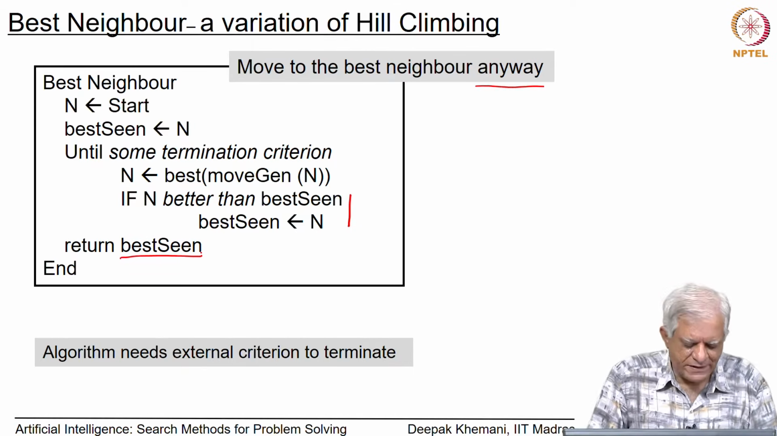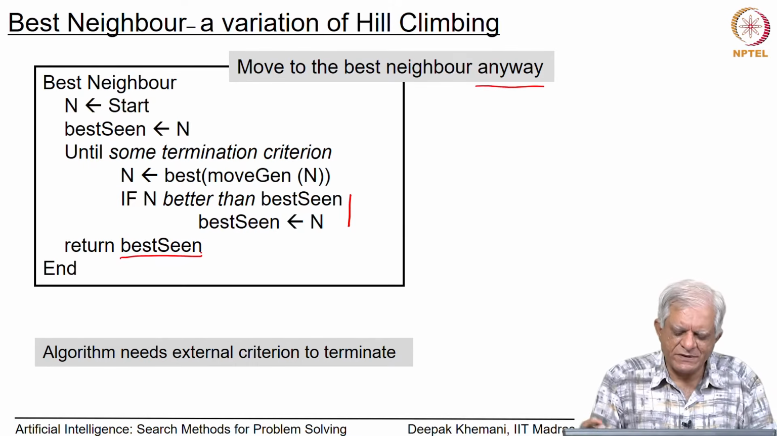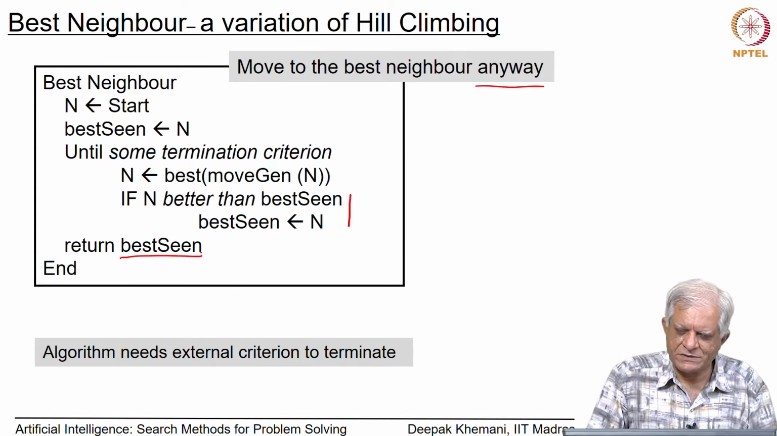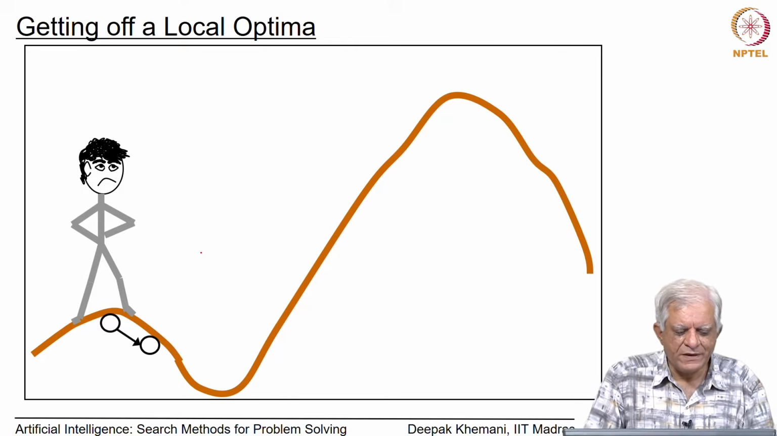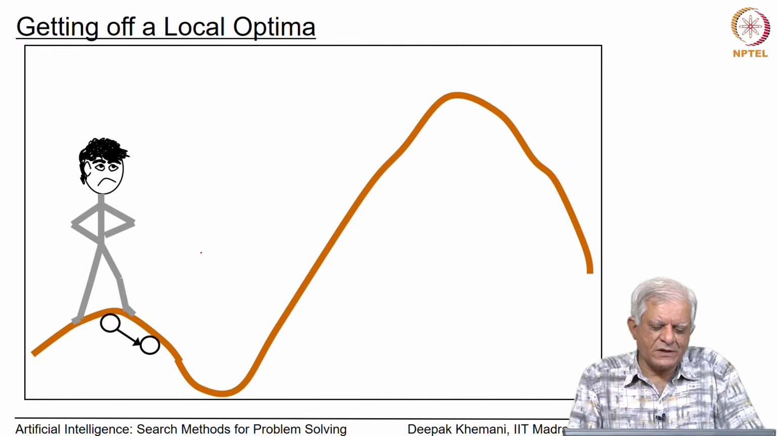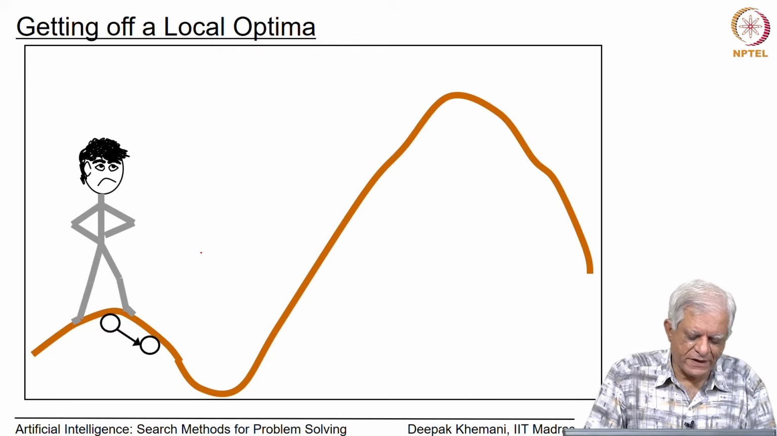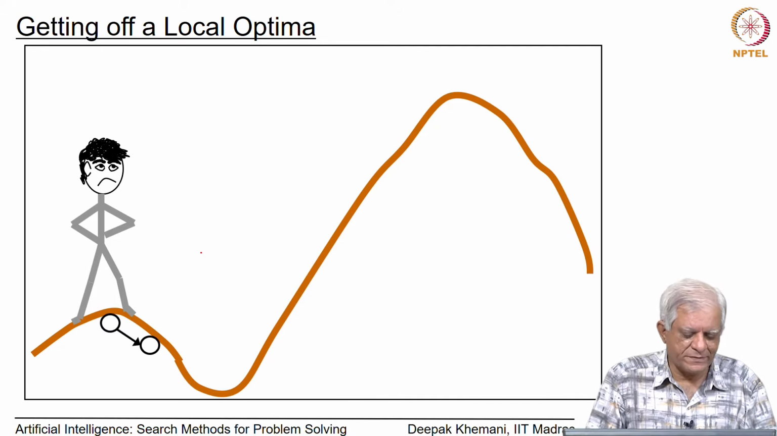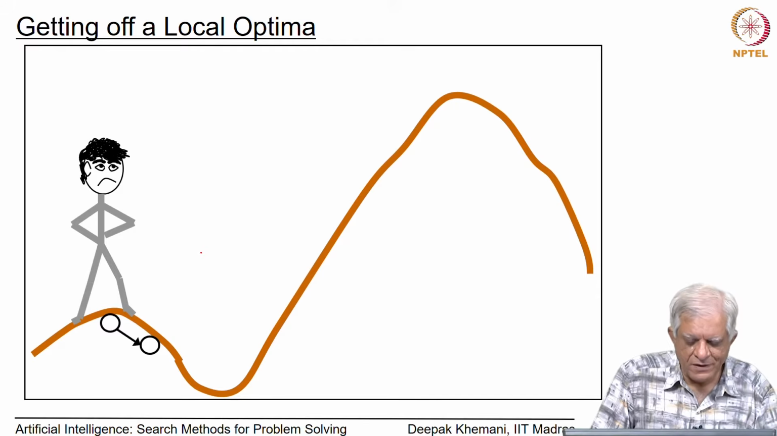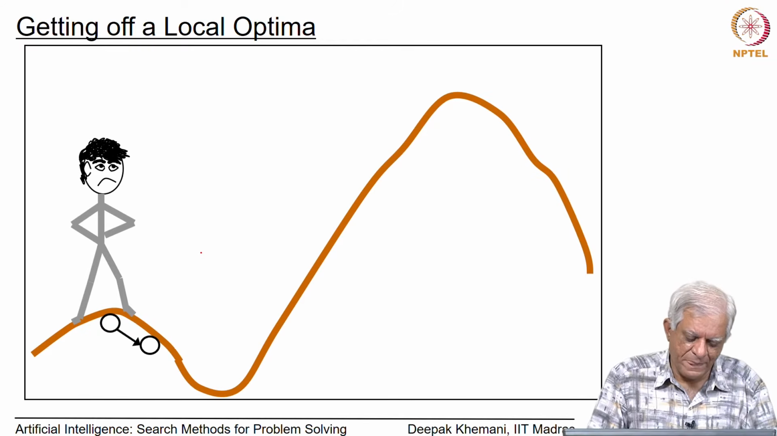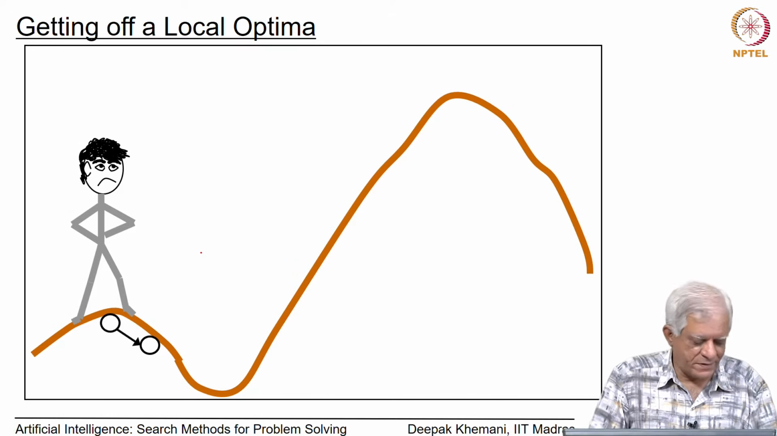Okay, so, as we said, it needs some external criterion to terminate, which will typically be based on how much computing power you have. Okay. So, our goal is to get off this local maxima, and we have tried to achieve it by saying that move to the best neighbor even if it is not better than the current node. So, our goal is to somehow get off this small local hill, or local maximum, and head towards the global maximum.